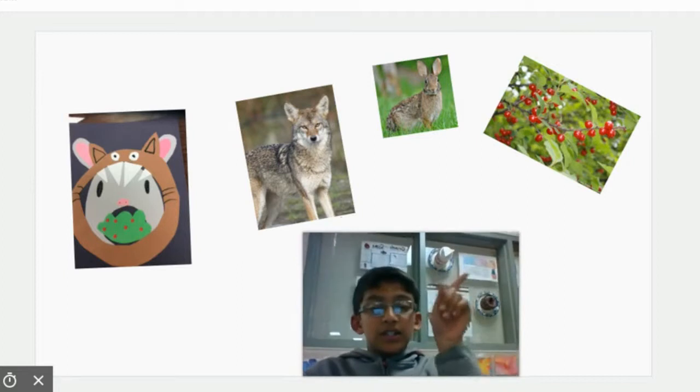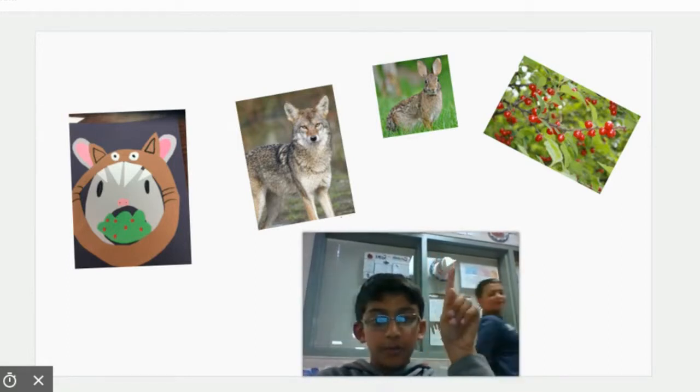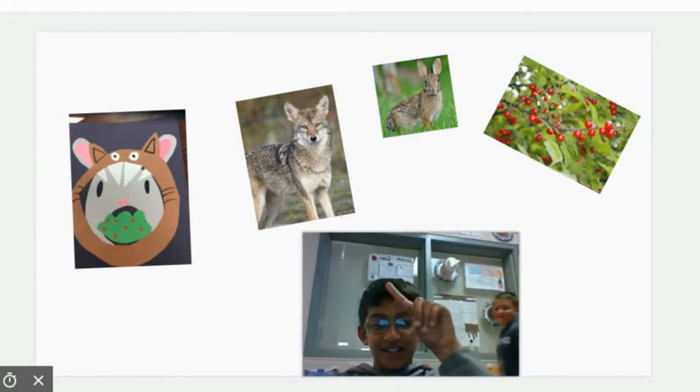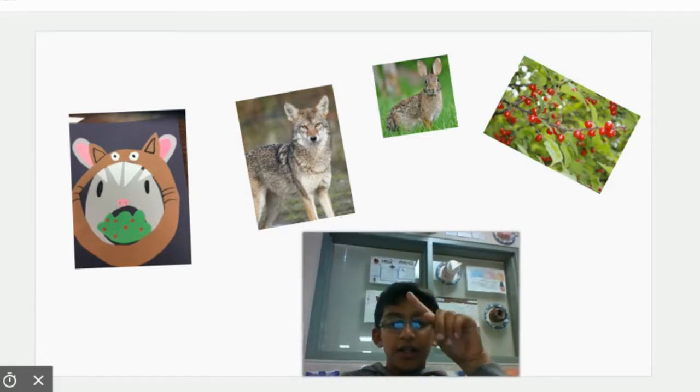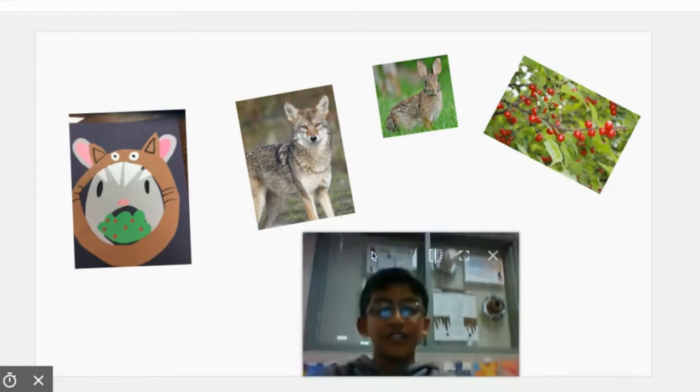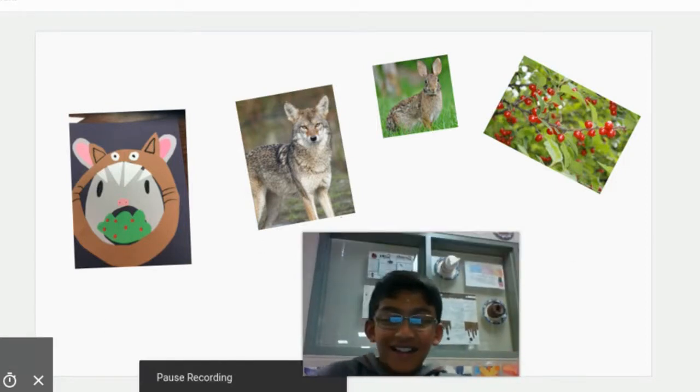Anyways. The berries can also be any other plant as well. The cottontail rabbit eats a lot of different stuff. But the coyote loves cottontail rabbits. And yeah, that's my food chain. Thank y'all for watching. Yeah. You're not making a video.